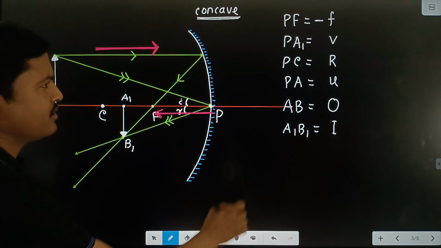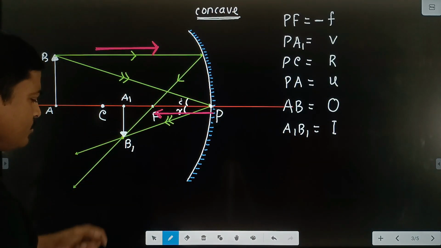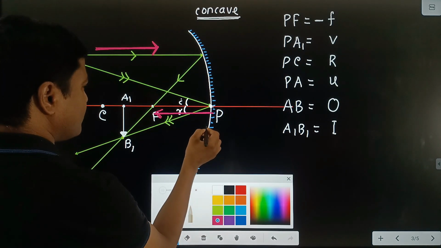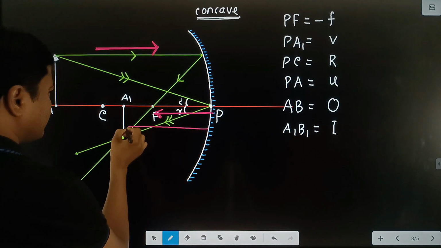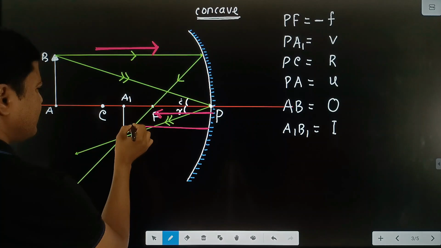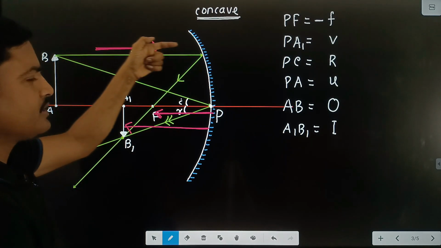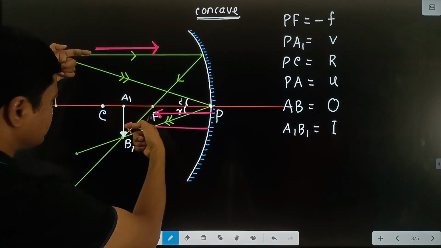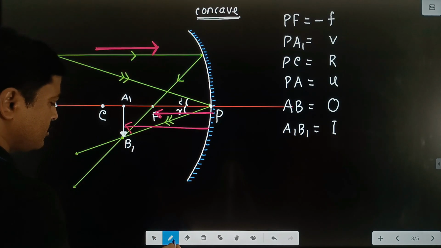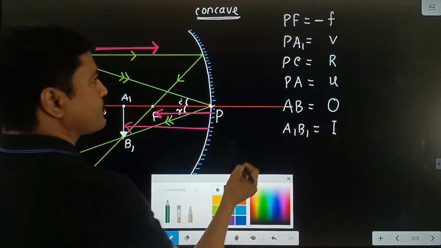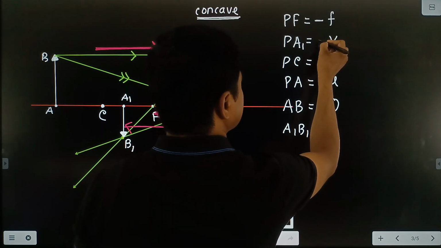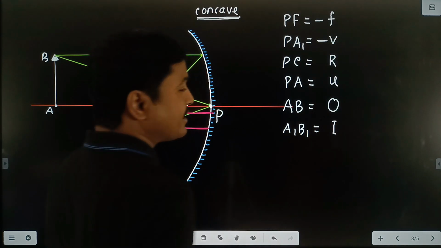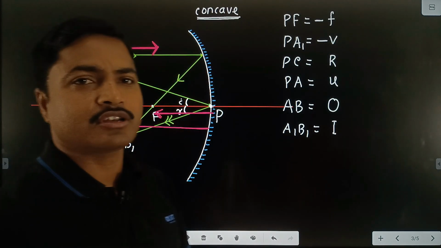Similarly, next is PA1, P to A1. We measure from P to A1. This is the direction of the incident ray. Here the measurement of the image distance is just opposite to the direction of the incident ray, so P to A1 is also negative. We write minus v, not plus v.